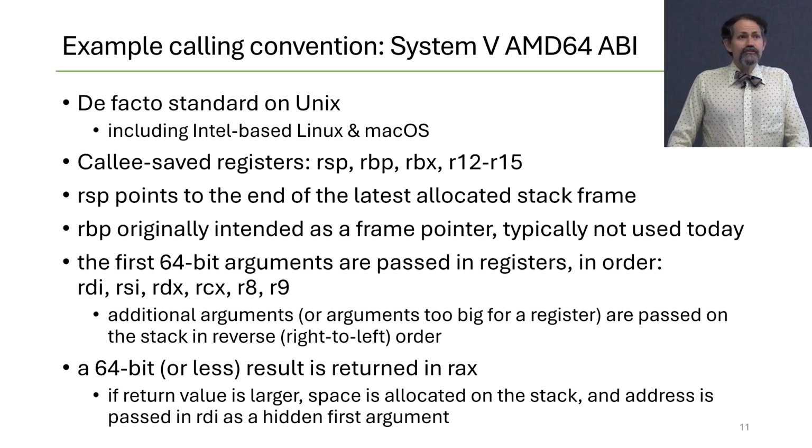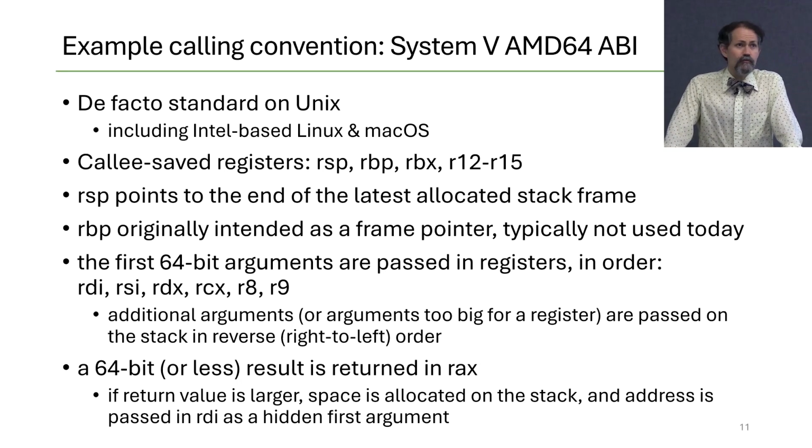Finally, the first 6 64-bit arguments are passed in registers. The first argument will be passed in RDI, and then in sequence, we'll pass the second argument in RSI, then RDX, then RCX, then R8, then R9. Any additional arguments are passed on the stack, and we do that in reverse, or right-to-left, order. If arguments are too big for a register, then we'll also pass them on the stack.